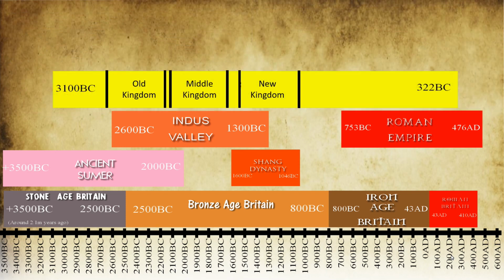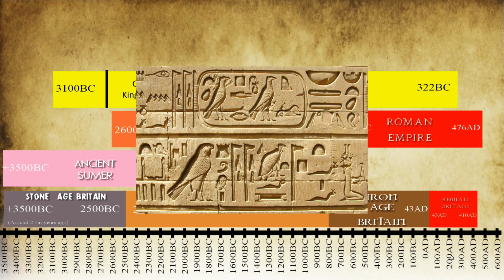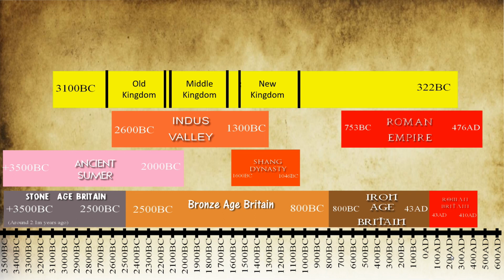The Egyptians also created their own writing system using hieroglyphics. The Britons didn't really start writing properly until the Romans brought it with them, and even then, not many Britons learned to read or write. So this starts to put things into context then, about the Egyptians and how advanced they were as a civilization.